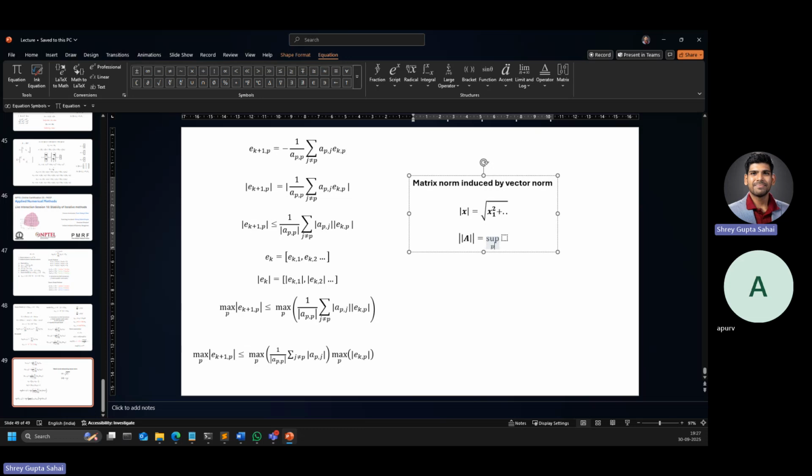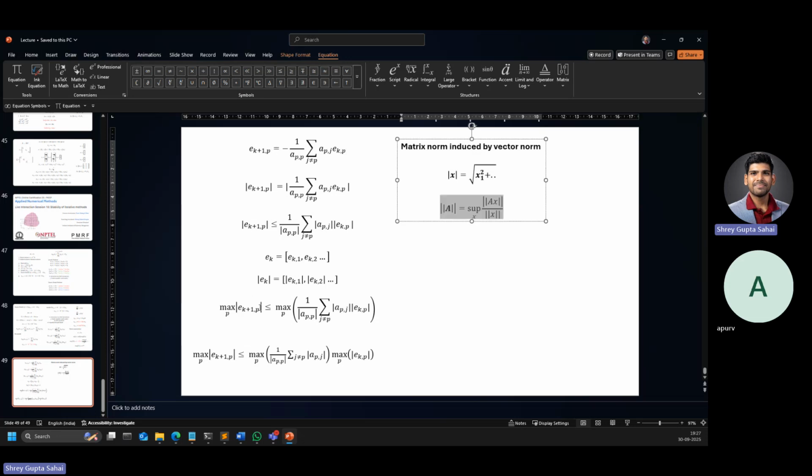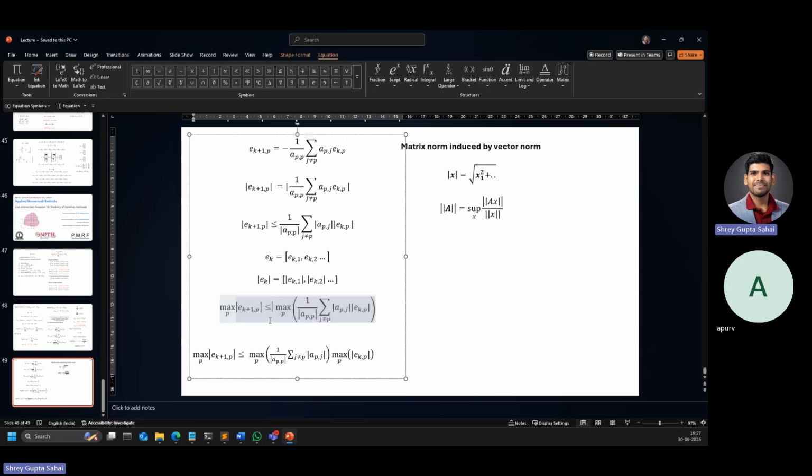There is something called superium. I didn't want to get into this, but anyways, just kind of overwhelming you. That's it. Yeah, this is something called the matrix norm induced by the vector norm, but we don't need to get into it because essentially this matrix norm is kind of dealing with this stuff only.